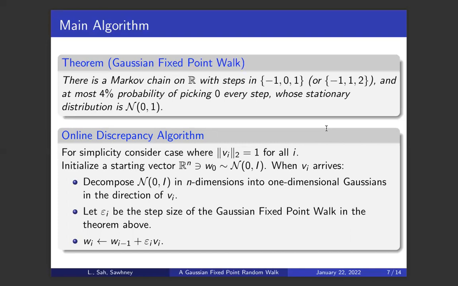So basically, just to describe it again, we're going to decompose the n-dimensional normal distribution into one-dimensional slices and then simulate the Gaussian fixed point walk on one of those slices, depending on where our current partial sum lands on them.